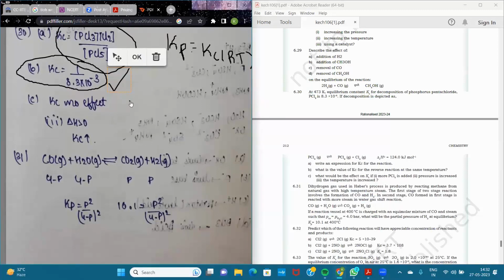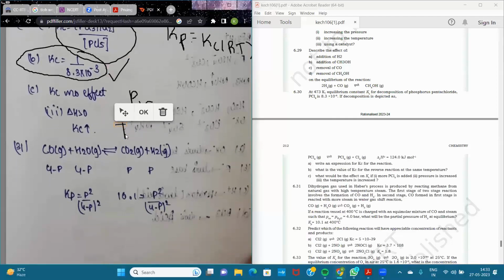Kc will have no effect if we increase pressure or concentration or number of moles or mole fraction or any other parameter apart from temperature. If only temperature is changed, equilibrium constant will change. Here, as per the mentioned change in parameter, that is more PCl5 is added, the reaction will proceed in the forward direction, but Kc has no effect.